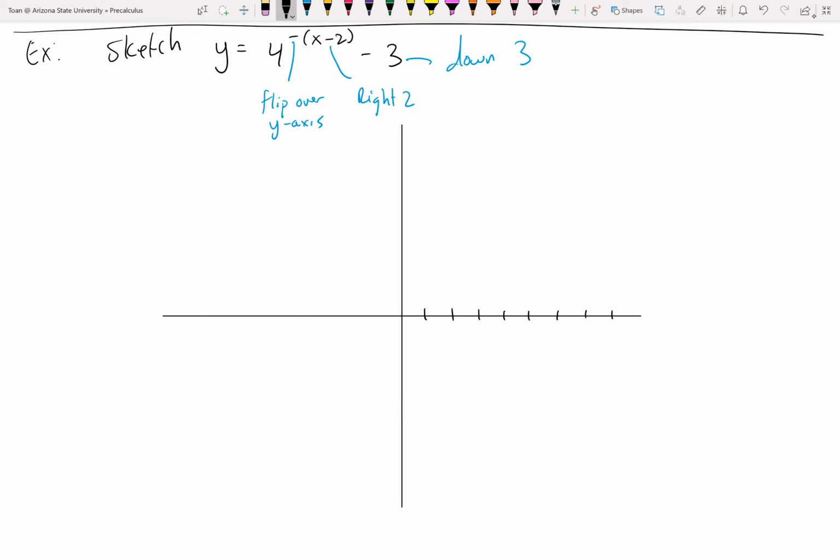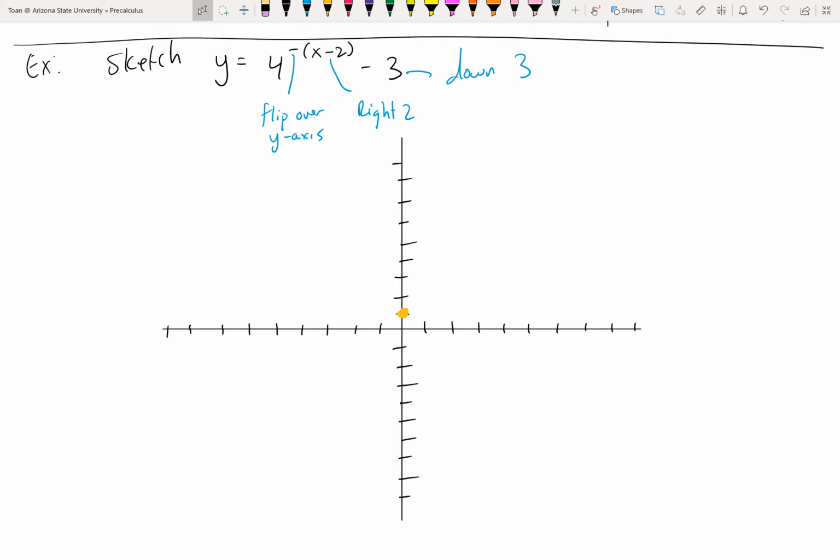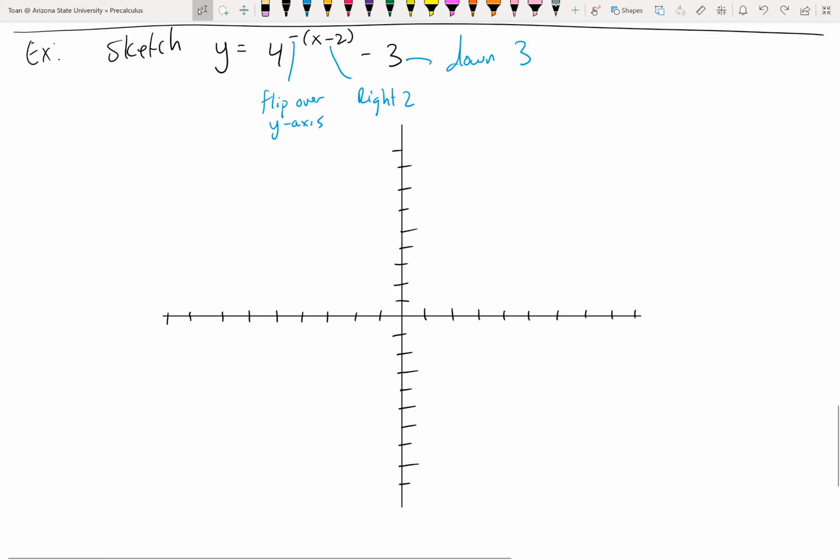So let's move our special point first. Our special point always starts here. So we're going to flip him over the y-axis. Well, since he's already on the y-axis, he's not going to move. Then from this point, we're going to listen to the instructions, right 2, down 3. So we're going to go right 2, down 3.